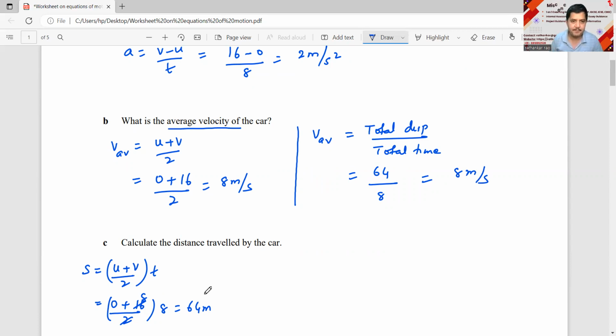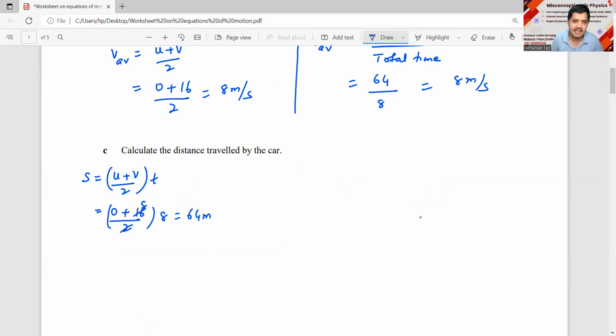Now, in a similar way, we will also calculate the distance traveled by the car using one more method. Why one? We will try 2 more methods. Now, the next equation I'm going to use for calculating the distance is one more equation which you have learned, which is nothing but ut plus half at square. Let us see whether we will be able to use this.